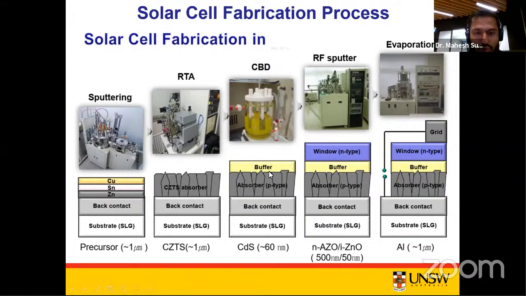To form the PN junction, we usually deposit cadmium sulfide using the chemical bath deposition method. These are photographs of the chemical bath deposition setup that we use in our lab. After the deposition of this N-type buffer layer, we deposit the N-type window layer, which is 15 nanometer intrinsic zinc oxide and 500 nanometer aluminum doped zinc oxide, followed by the top contacts such as aluminum or nickel using evaporation or sputtering.